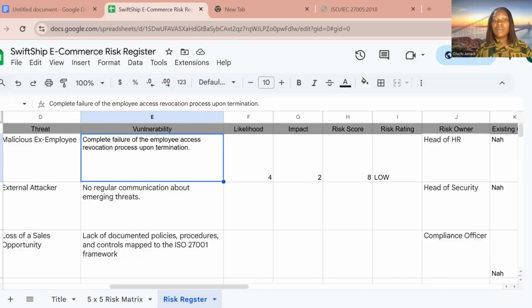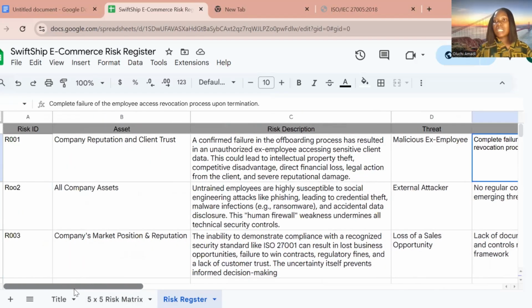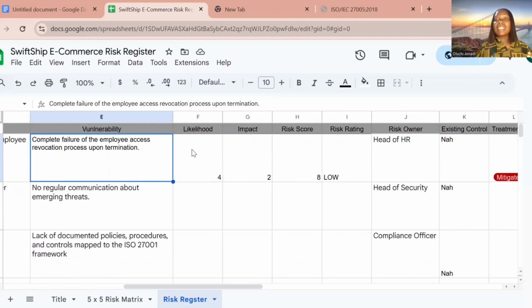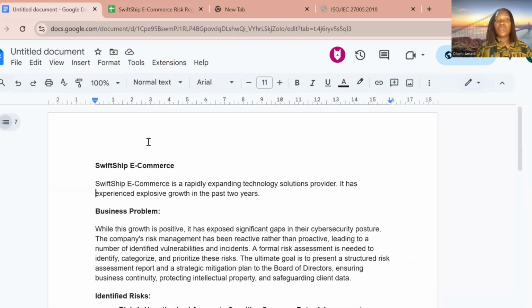So that is likelihood and impact. And we use numbers to classify them, and that is where the risk matrix comes in. So if in your organization you decide that for this risk that was identified, the likelihood that it might occur, maybe the likelihood that this ex-employee has full rights access is 4. And from our case study, he's also now a direct competitor. More like maybe he went and built the same idea that Swiftship has.